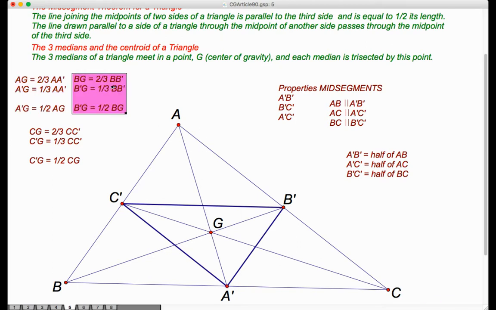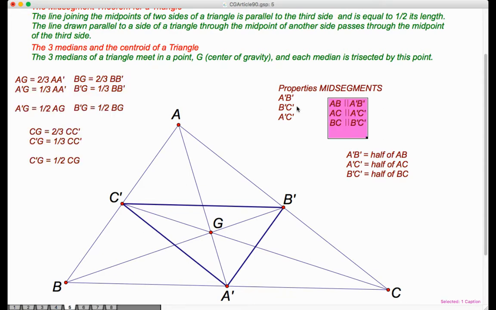That is also true for median BB prime. This is median BB prime, which is cut by G or trisected by G. Thus, GB prime is half of BG, okay? Or you can think of it as 1/3 or 2/3. Sometimes these properties are called the 1/3, 2/3 theorem in the triangle.